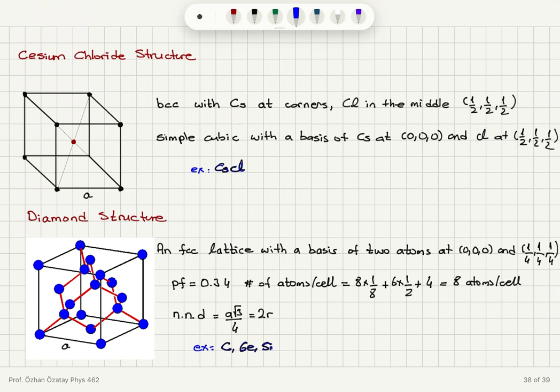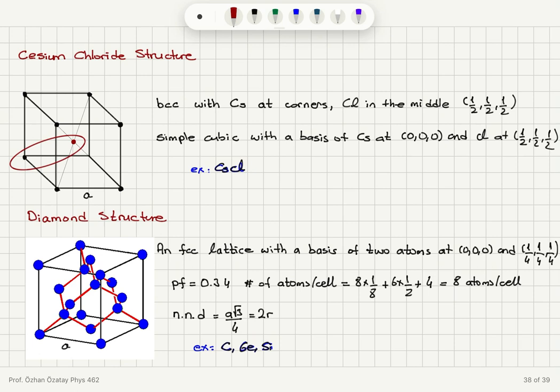And another important crystal structure is the cesium chloride structure. It's a body-centered cubic structure with cesium atoms at the corners and chlorine in the middle, and vice versa, so that's at the body center. It's simple cubic with a basis of cesium at 0, 0, 0 and chlorine at 1/2, 1/2, 1/2. So we can group these two and call it a basis. That's our basis, and we are putting this in the simple cubic Bravais lattice to build this cesium chloride crystal structure.